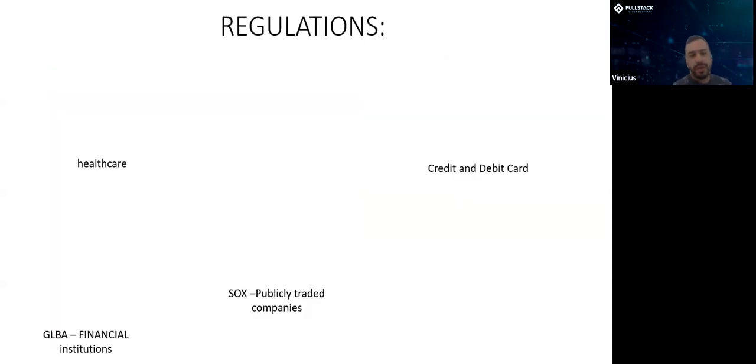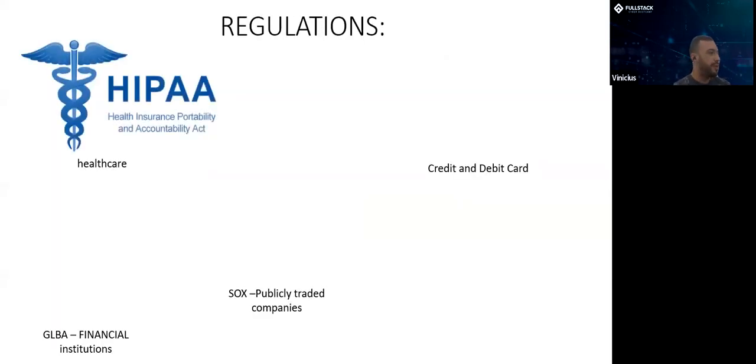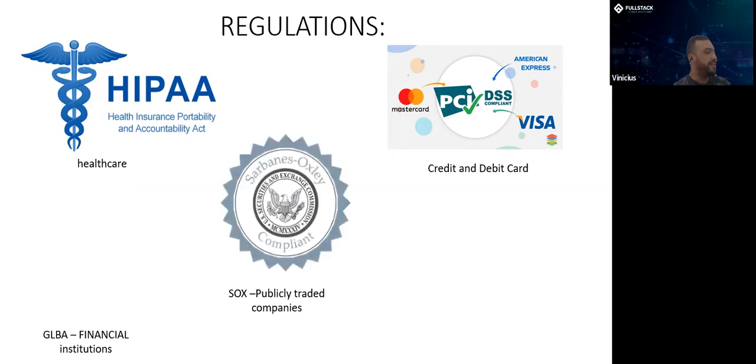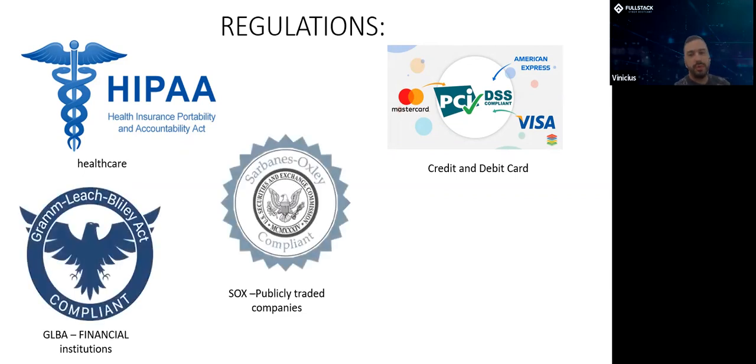Now let's talk about the regulations. So Matt mentioned HIPAA, which is the healthcare regulations for health institutions. And then we have PCI DSS for credit cards and debit cards. I think basically these two are the most complicated, and the most questions can come from these two. So SOX, it's for publicly traded companies.